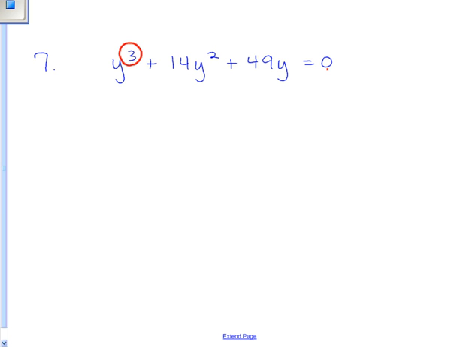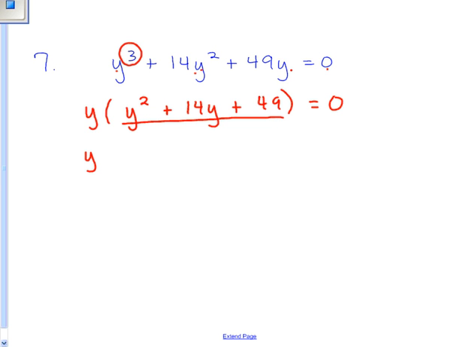Next step is to factor. First, I see I have a greatest common factor because they all have a y. So I'm going to factor out a y, which will leave me with y squared plus 14y plus 49 equals 0. Then I still need to factor this trinomial that's in the parentheses.